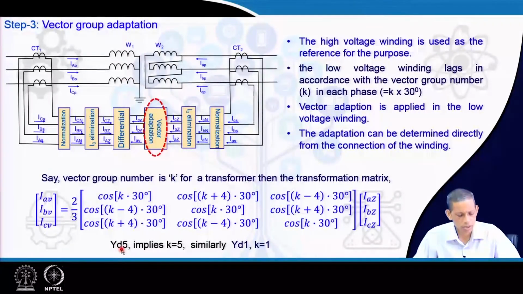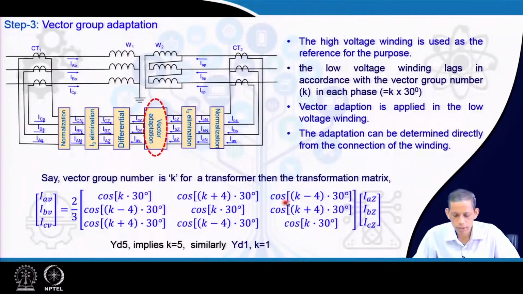Suppose the transformer is YD5, it implies k equals 5; if the transformer is YD1, k equals 1, and so on. Then cos of (k plus 4) into 30 degrees: suppose k is 1, this is cos of 30 times 5, so 5 into 30 is 150, which is shifted by 120 degrees. Then k minus 4: 1 minus 4 is minus 3, and minus 3 into 30 becomes minus 90. That is what we are talking about in terms of the matrix, and then you multiply that.